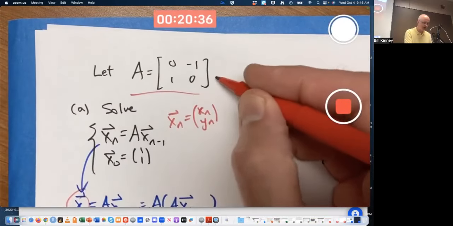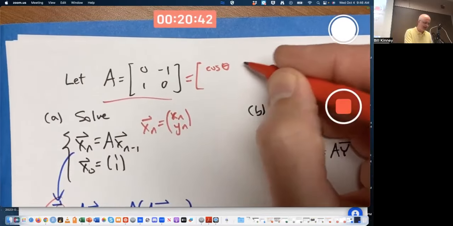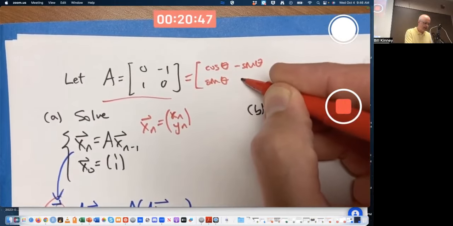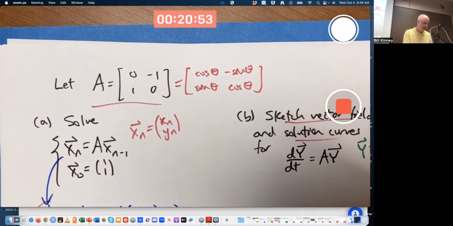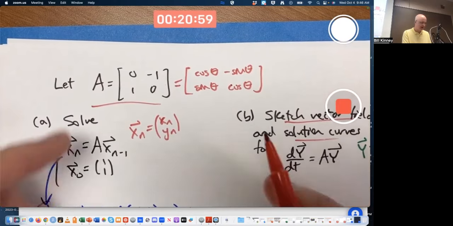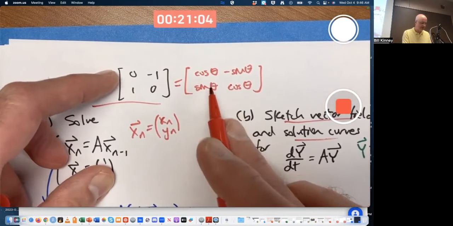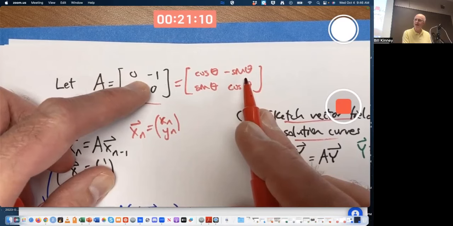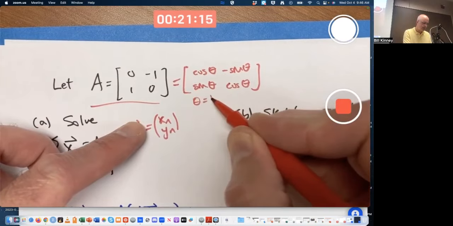This is a special matrix, though you've got to recognize it. It is a rotation matrix for some angle. There is some angle theta such that these two matrices are the same. What angle theta? How about pi over 2? 90 degrees. Cosine of pi over 2, cosine of 90 degrees, is 0. Sine of pi over 2, sine of 90 degrees, is 1. And yeah, there we have a negative sine of 90 degrees and cosine of 90 degrees. Theta is pi over 2 radians, 90 degrees.